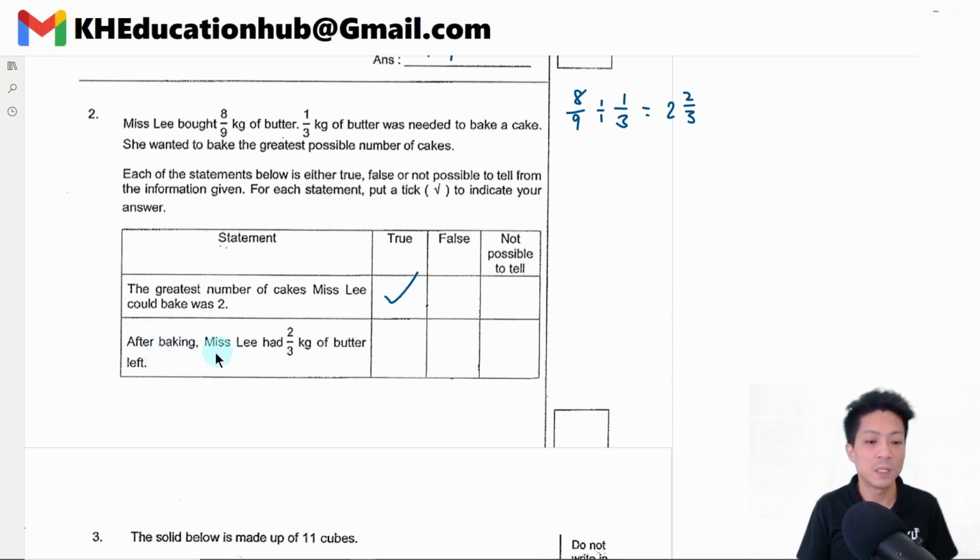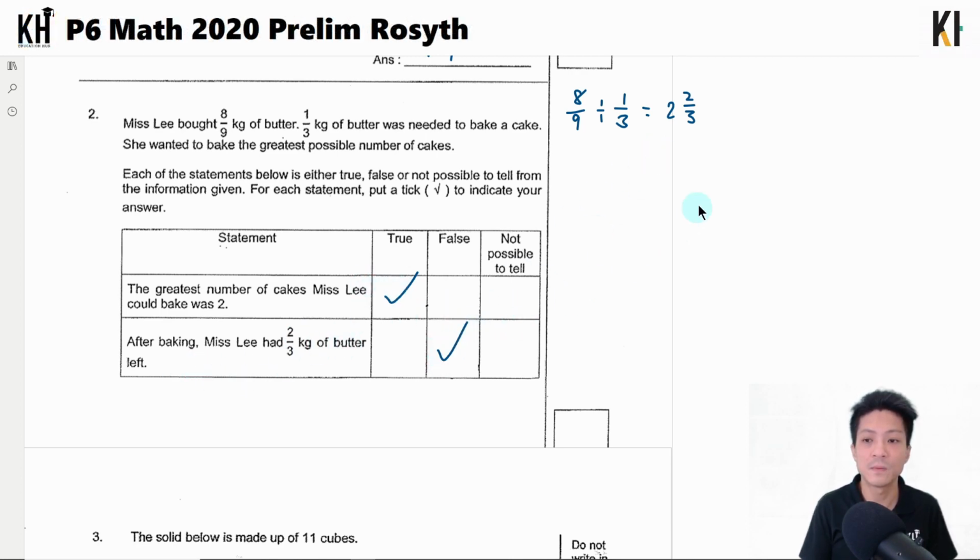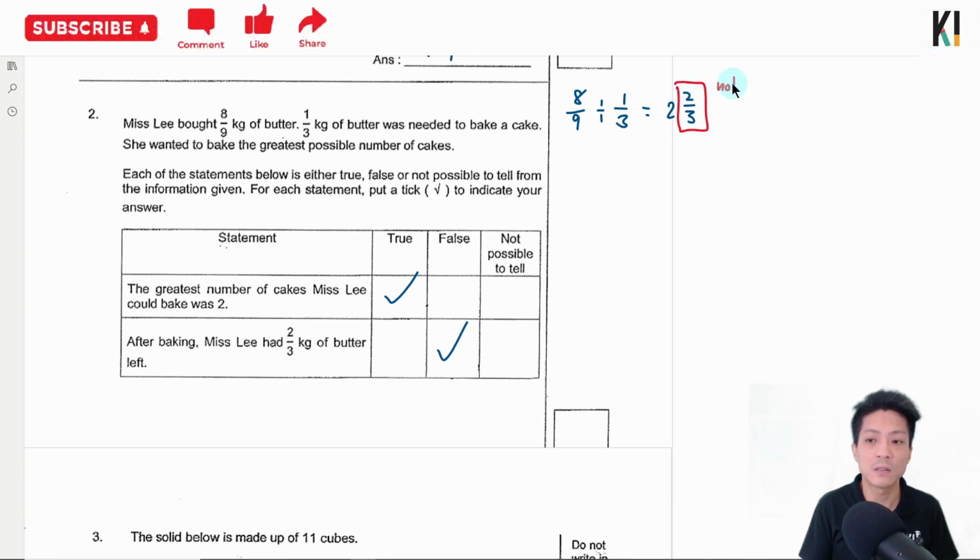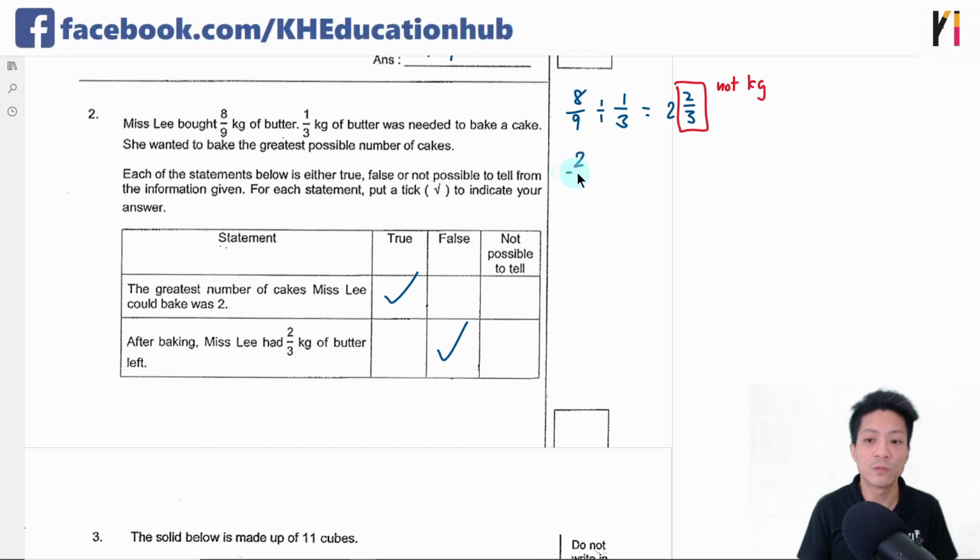After baking, Miss Lee had 2/3 kg of butter left. This is definitely false. Remember, this 2/3 over here is not kg, it is a fraction. So if you want to find the exact amount left, you have to use 2/3 times 1/3, which will be 2/9 kg left.